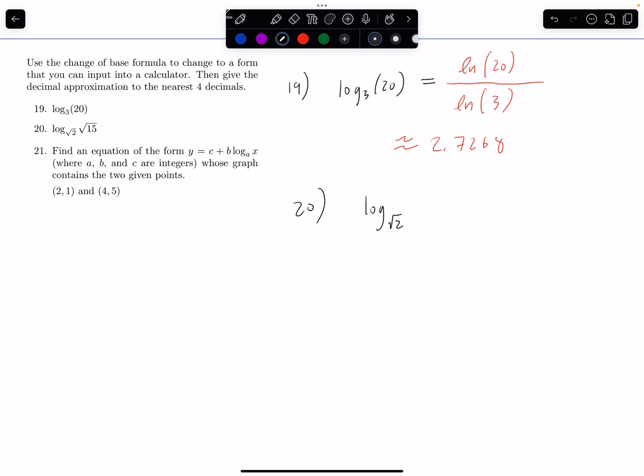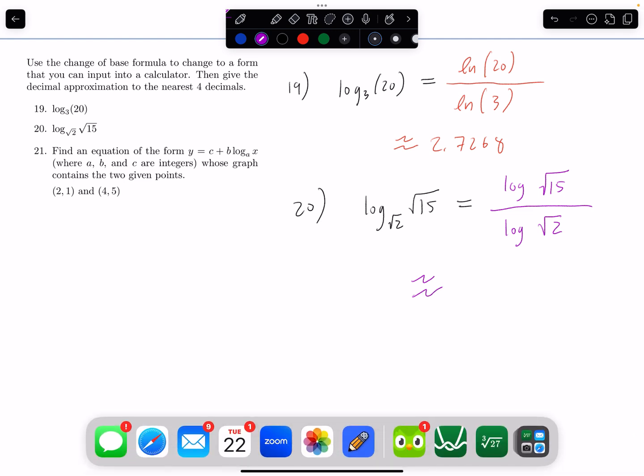Log base square root of 2. What a weird choice for a log base. Okay, let's choose the other log this time, the common log. So I'm going to say that's equal to log of something up top over log of something down bottom. And which one goes up top? The one that's higher. So it's log of root 15 on the top, log of root 2 down bottom, and I'm just going to plug that in.